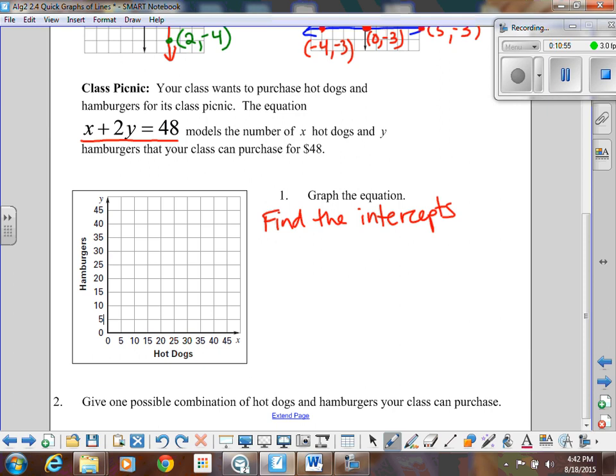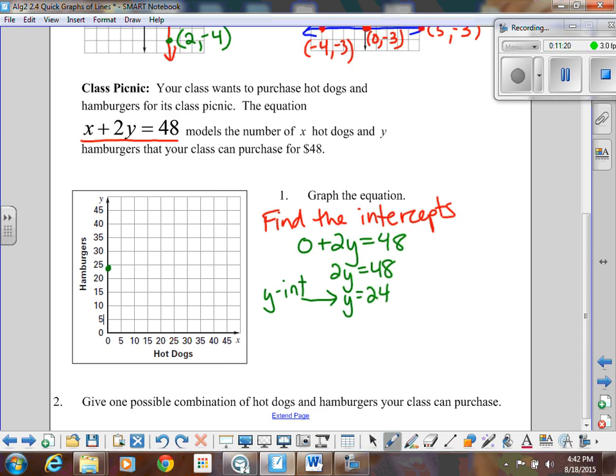So the first thing we're going to do is plug in 0 for one of the variables. Let's start with, I'm going to plug in 0 for x. And so that leaves me with 2y equals 48. And then if I divide both sides by 2, I get y equals 24. That must mean this is the y-intercept, and I would plot 24 on the y-axis.